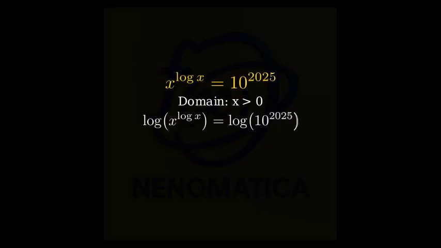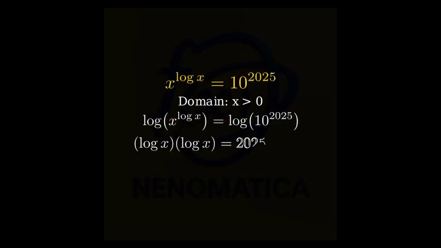In this lesson, we will solve the equation x to the log x equals 10 to the 2025 using two clear methods that mirror a typical textbook solution. We will also keep an eye on the domain. The logarithm of x requires x greater than 0. Method 1. Take the common logarithm of both sides and simplify. We first apply logarithms to both sides.